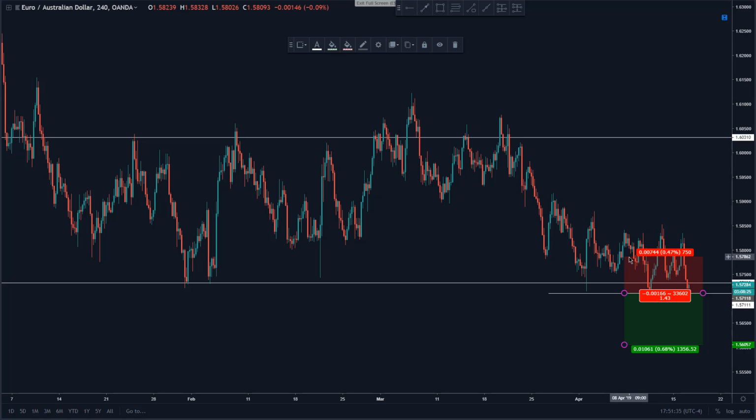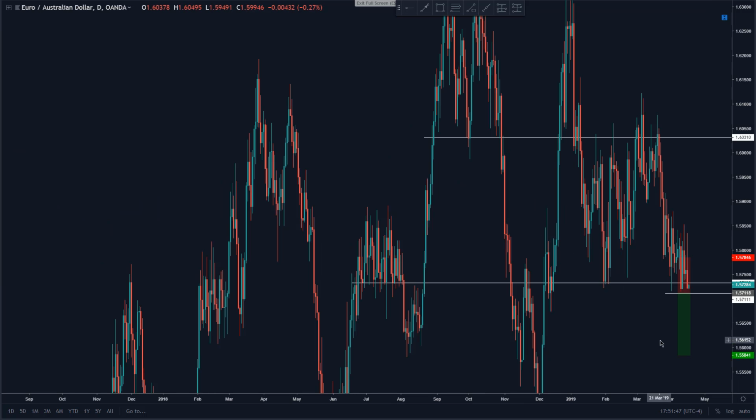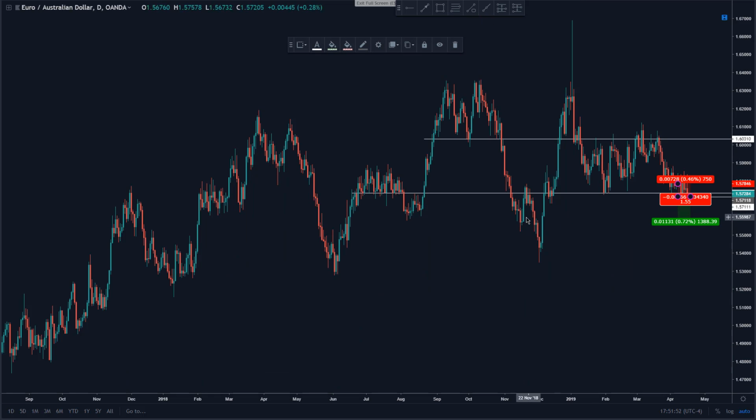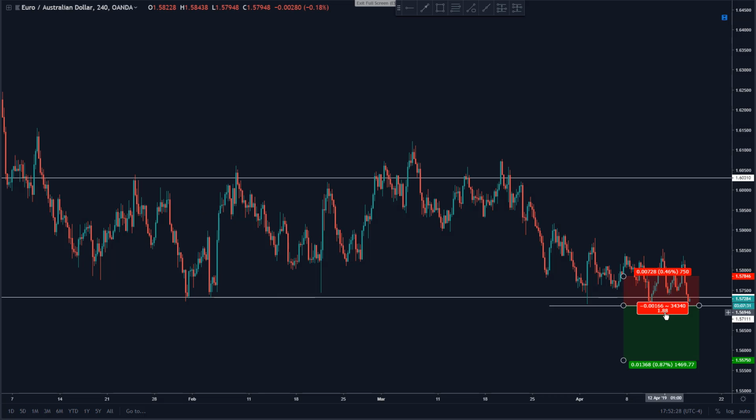On that break, risk it to about there. As far as risk reward goes, let's go back out to the daily time frame and look for a possible target. We'll be looking to retest this area right through here. So we are looking for a trade on a break below 157.11. Stop would be at 157.84. Target at 155.75. This gives us a risk reward of 1.88.